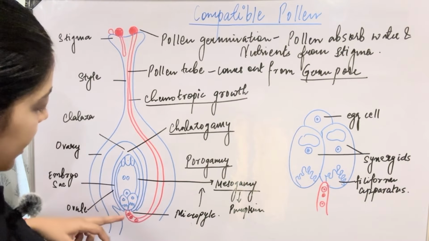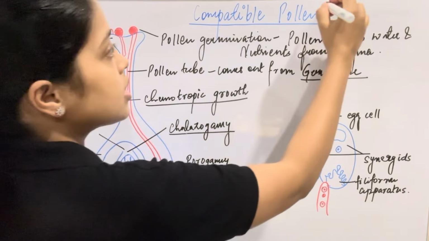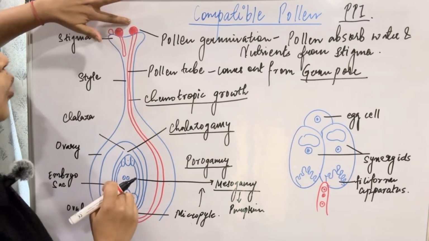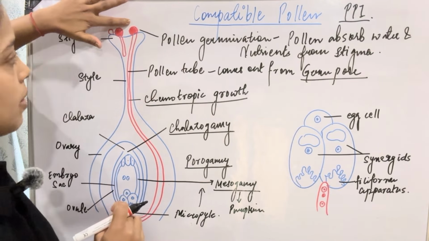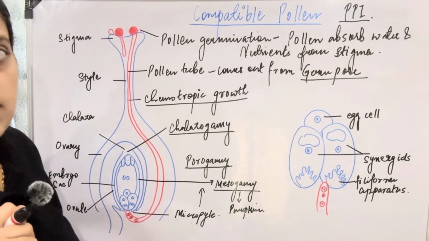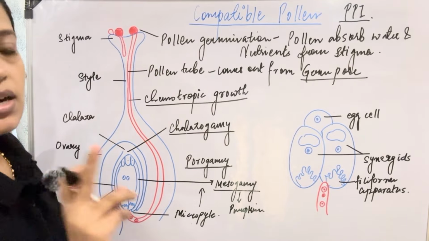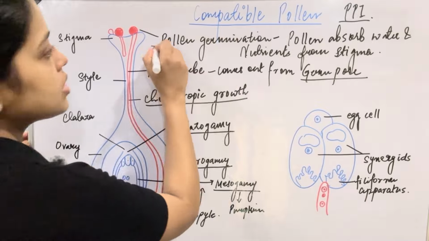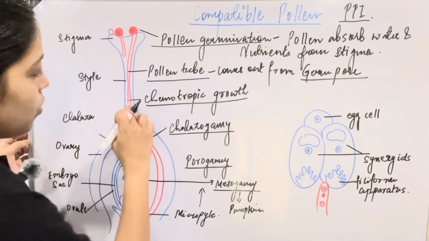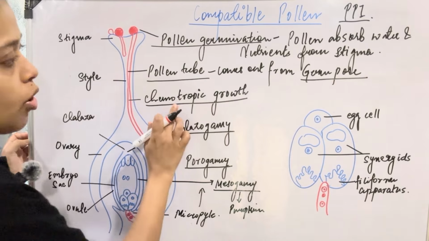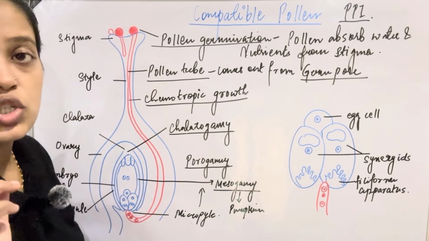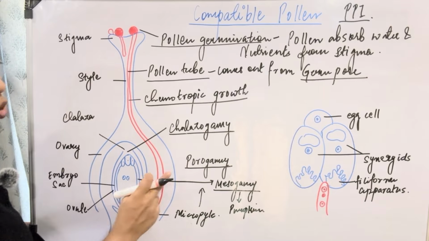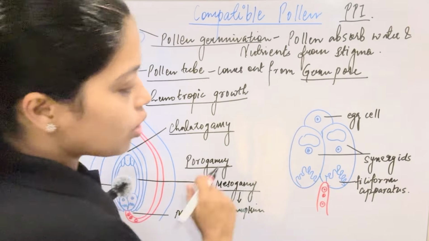Now, the pollen-pistil interaction, PPI, counts these events that occur when the pollen settles onto the surface of the stigma. There is pollen recognition, deciding whether it is a compatible or non-compatible pollen. If it is compatible, pollen germination occurs, then pollen tube growth. The pollen tube growth is chemotropic growth, guided by chemical signals released from the ovule, and it enters the ovule through the micropyle, called porogamy. Now we'll see what happens next.